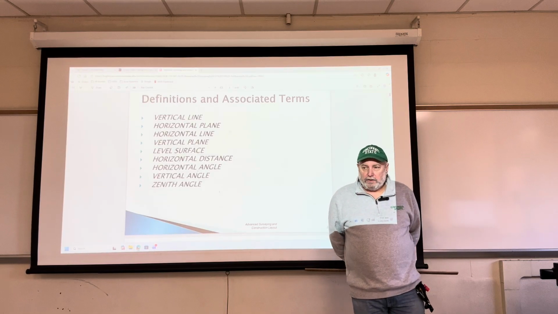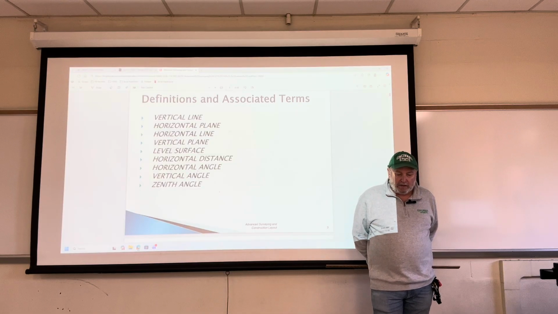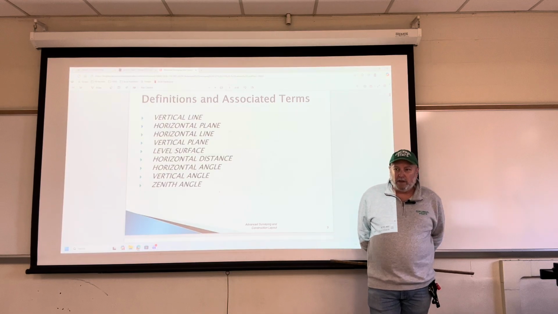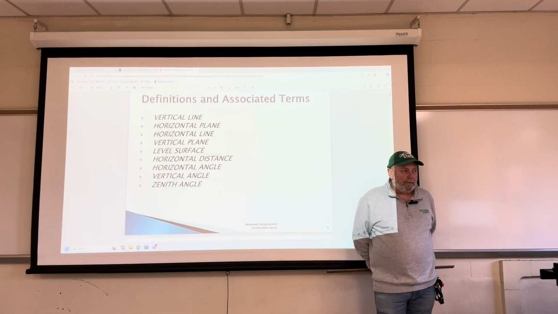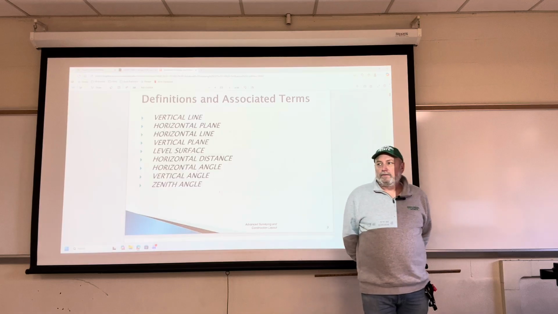A horizontal distance between any two given points is the distance between those projected on a horizontal plane. Anybody have any questions on any of these so far as we're running through them? Clear as mud?